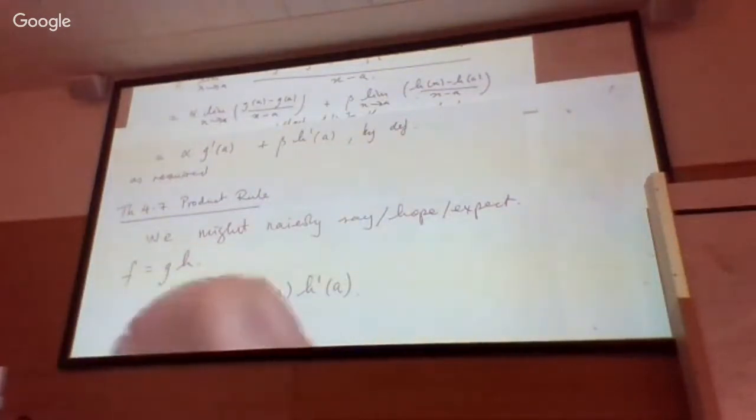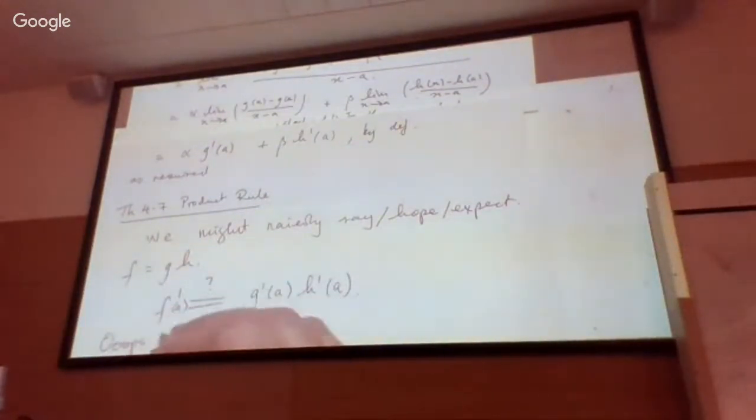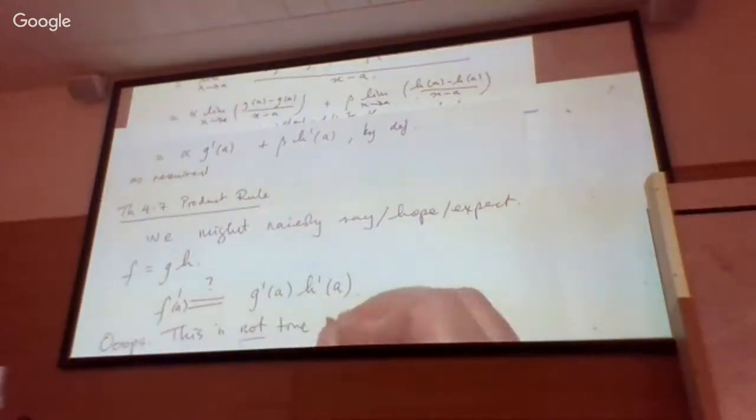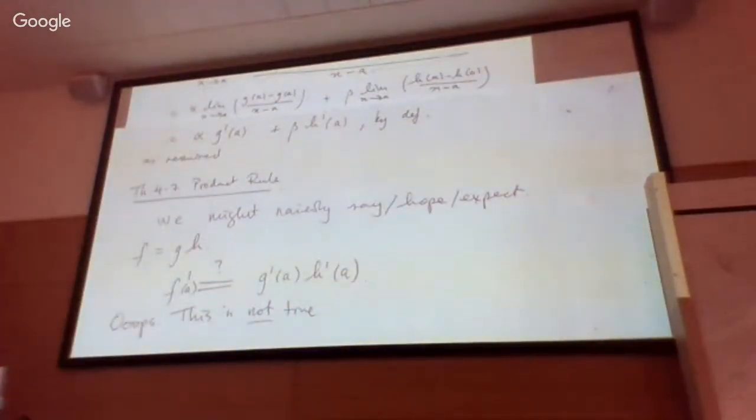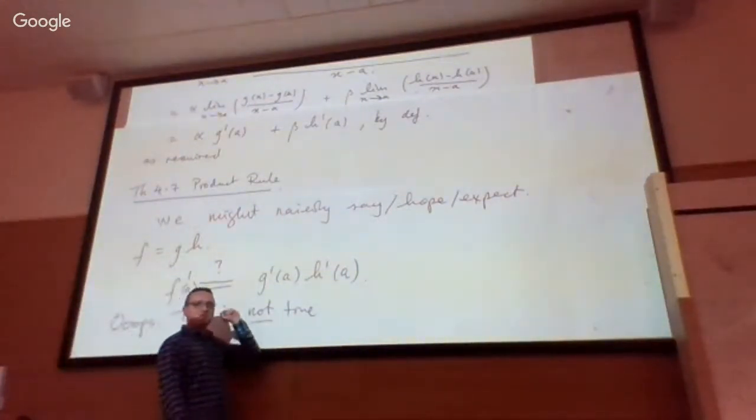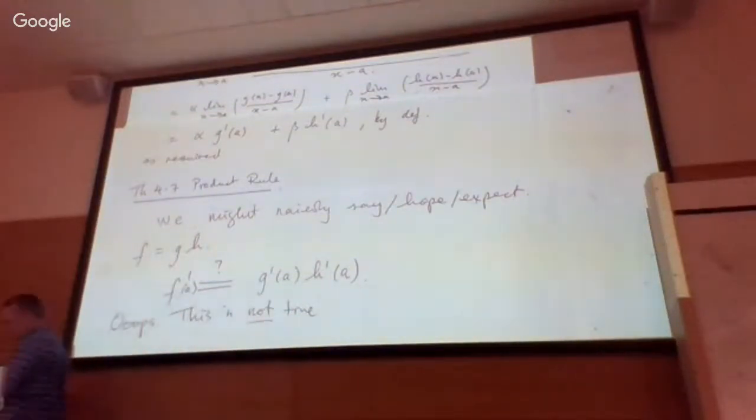So this is not true. Not true in general. Maybe for some specifically chosen or specifically arranged choices of g and h, that might be true, but that's only for coincidental reasons or trivial reasons. But typically, for functions g and h, it is not true that the derivative is equal to the product. The derivative of the product is not the product of the individual derivatives.